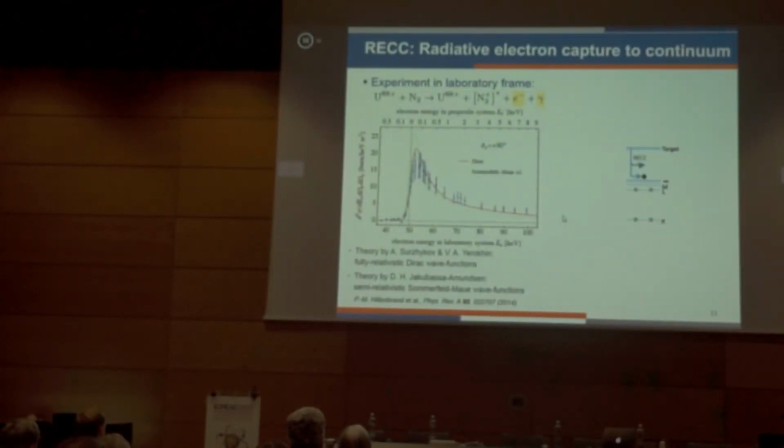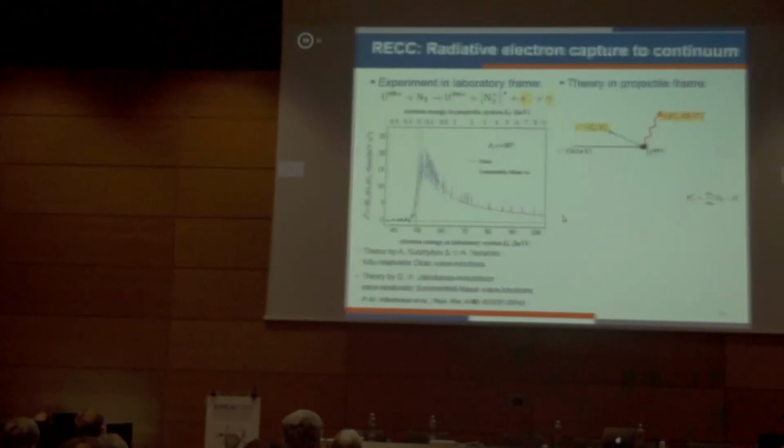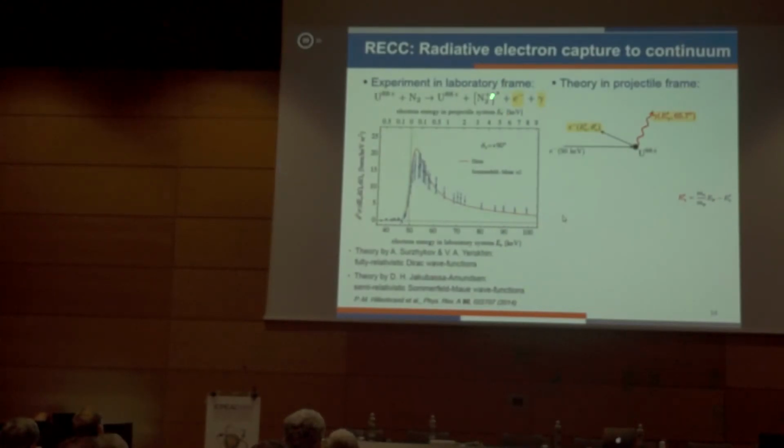And then the third process, the most interesting, is the radiative electron capture to continuum. Here we detect the electron in coincidence with the photon. And in the electron distribution, you see a totally opposite asymmetry to the other process. So you only see electrons that are faster than the projectile. And this you can, again, only explain if you look into the projectile system. Here, only the target electrons play a role. And the target electrons scatter off the heavy ion and lose part of their energy to emit a photon.